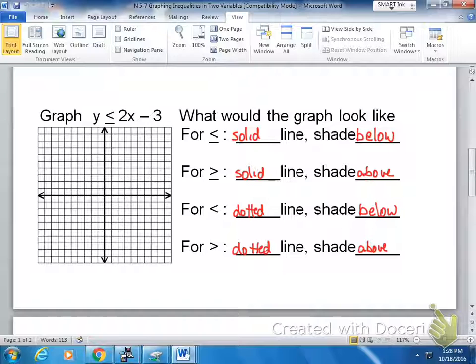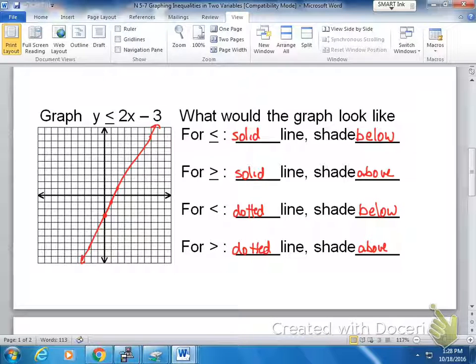So we've already graphed it. We used 0, negative 3. Then we went up 2, right 1 a couple of times, and we sketched our line. And this one is solid because it's equal to as well. And what that means, if it's equal to also, is that points on the line are solutions.